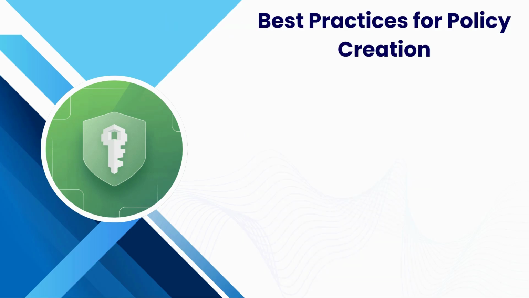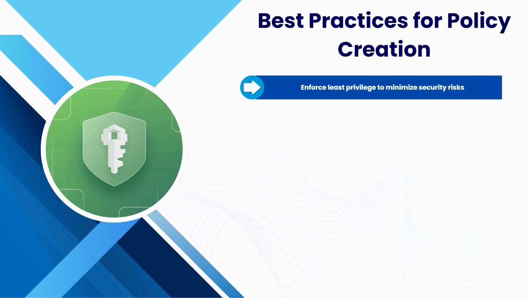So let's go through the best practices for policy creation, and then we're going to go away and do a real live demo in the next module. First up, we should enforce least privilege to minimize security risks and grant only the permissions needed for a task, like giving a developer read-only S3 access instead of full control, which we did in a previous video. This reduces the chance of accidental data leaks or misconfigurations.